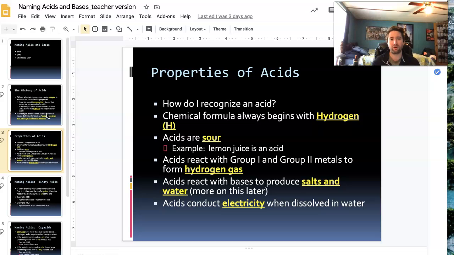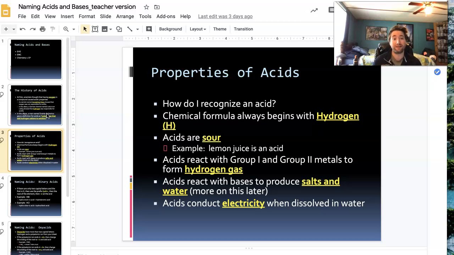Acids are also going to react with group 1 and 2 metals. So things like magnesium or sodium, potassium, calcium, strontium, all those that are in the first two columns, react with acids to form hydrogen gas. And hydrogen gas is extremely reactive. If you're curious about that, you can look up the Hindenburg, which is when they filled a giant blimp with hydrogen gas and then one small spark caused it to explode.